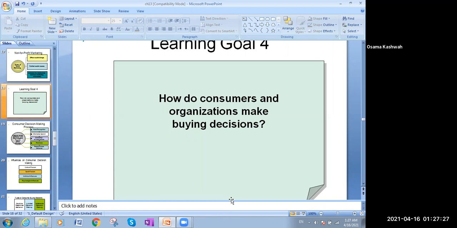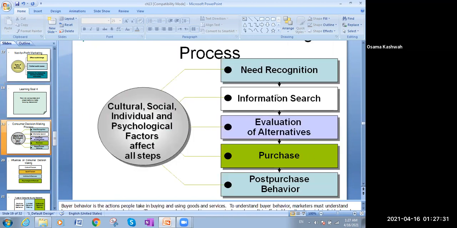How do consumers and organizations make buying decisions? As you see here, first of all, there must be a need, a necessity from the consumer, and then there will be information research, and evaluation of alternatives. Then you do the purchasing, then post-purchase behavior. Did this product satisfy your needs or not? This is the post-purchase behavior.